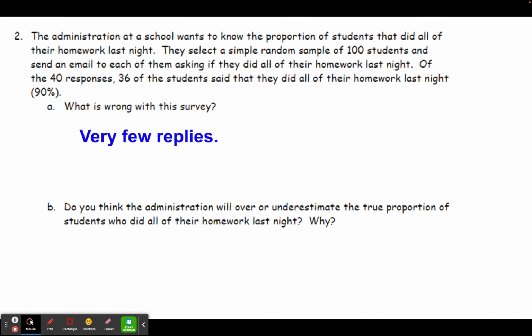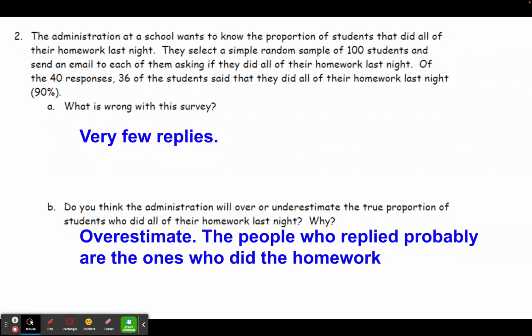Now, one thing that's wrong with the survey is that it got very few replies, right? We only got 40 out of 100, which is not ideal, but that's very common in surveys. This is probably going to lead to an overestimate because I'm imagining that the people who replied are probably the ones that did their homework. The ones that didn't do their homework probably aren't going to take the time to reply. It could also be that of the ones that did reply, maybe some of them weren't 100% honest about it.